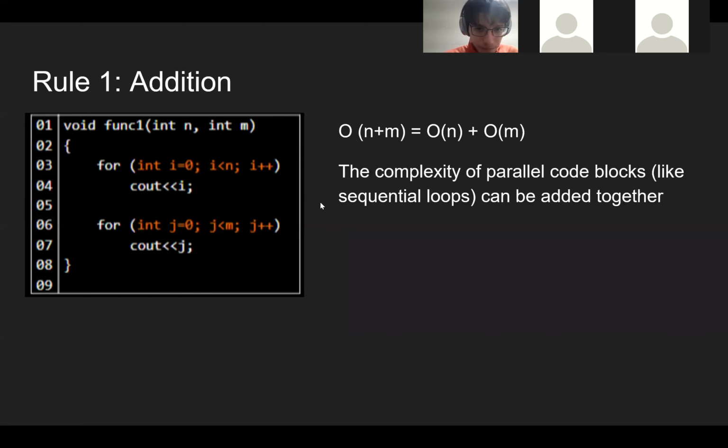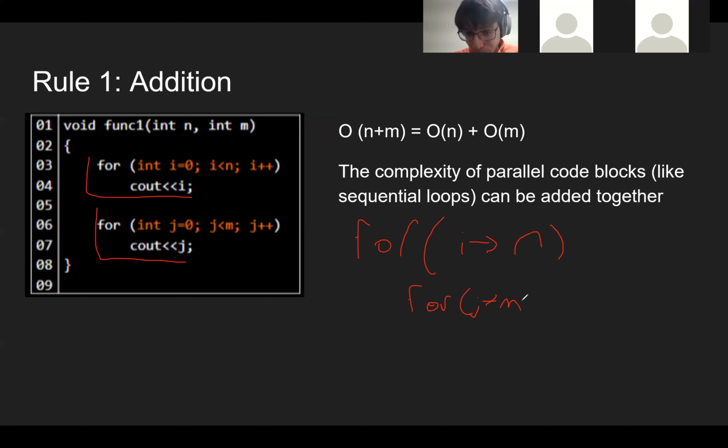So first, addition. If you have two parallel code blocks, one after another, like sequential loops, you add their time complexities together. So in the first one, we have a for loop that goes through n elements, and in the second one we go through m elements, right? And this is O of n plus m. And don't mistake this for, for example, if we have a for i to n loop, and inside of this we have nested loops, for j to m, right? Nested loops are going to be different.